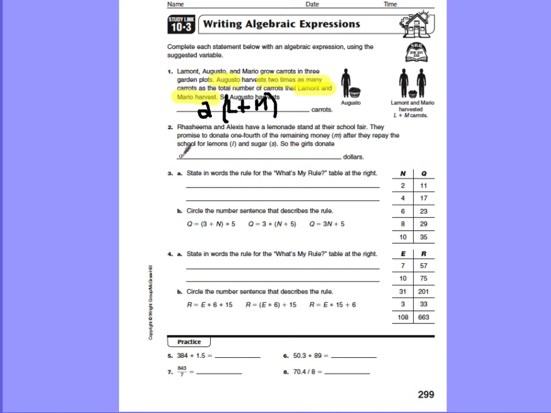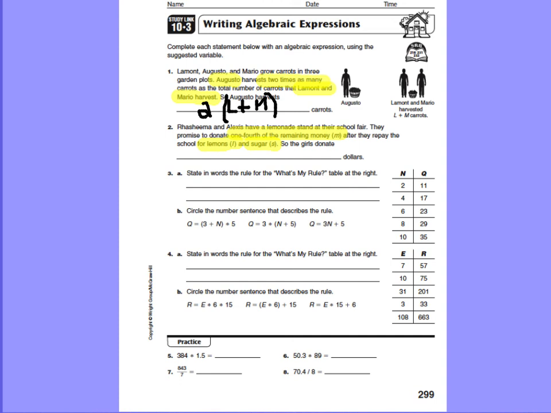Rashim and Alexis have a lemonade stand at their school fair. They promised to donate 1/4 of the remaining money, and they're telling us that the variable is going to be m, after they repay the school for the lemons and sugar. So the girls donate how much dollars? So the remaining money, they're going to donate 1/4 of the remaining money. They're going to have to pay for the lemons, which will stand for L, and sugar for S. So the girls are going to donate how much?